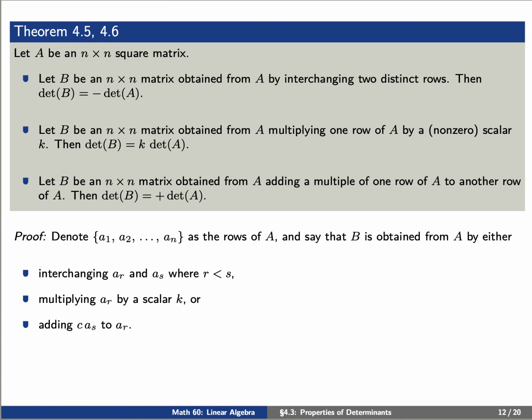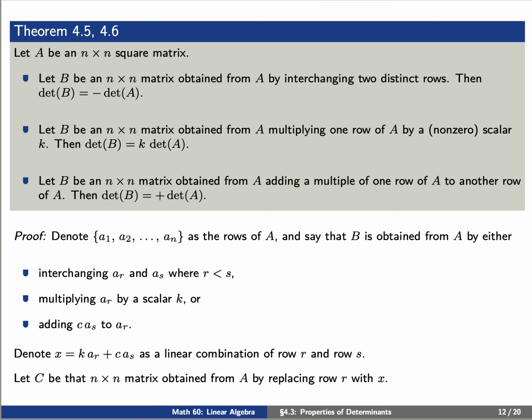To make our proofs a little bit simpler, let's denote x as k times a sub r plus c times a sub s, a linear combination of the row a sub r and the row a sub s. We're going to denote C as that n by n matrix obtained from A by replacing row r with this linear combination x.